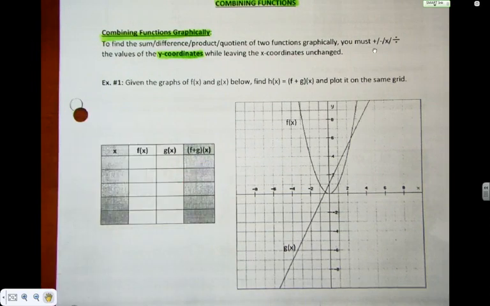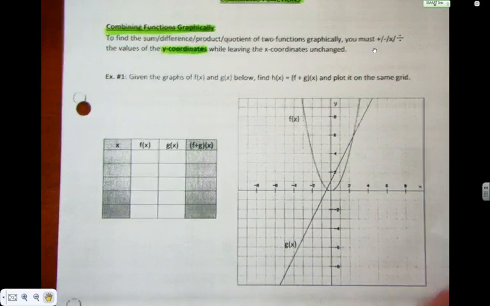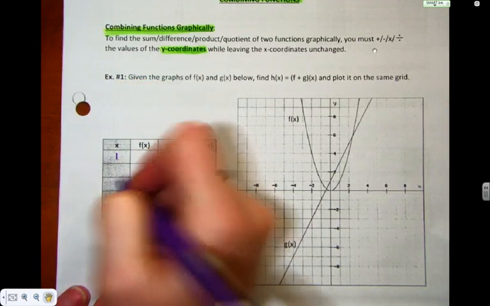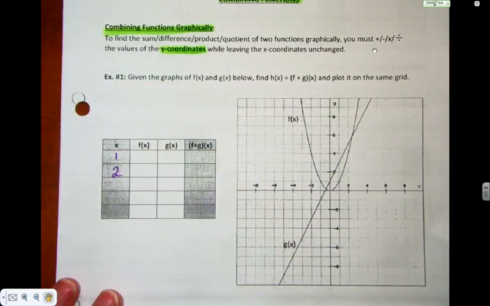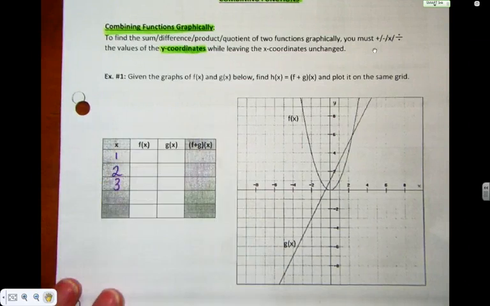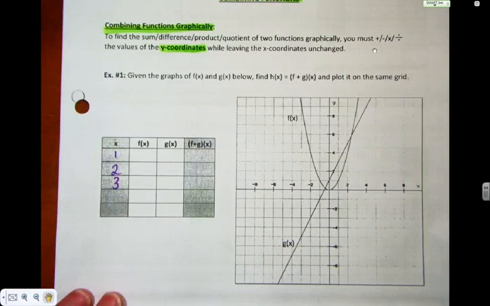I do it with a table of values. There's other ways to do it. I just find this is the easiest, so this is what I'm going to show you. Pick an x value, any x value you want. 1. Give me some more x values. Do we want them all to be on the positive side?